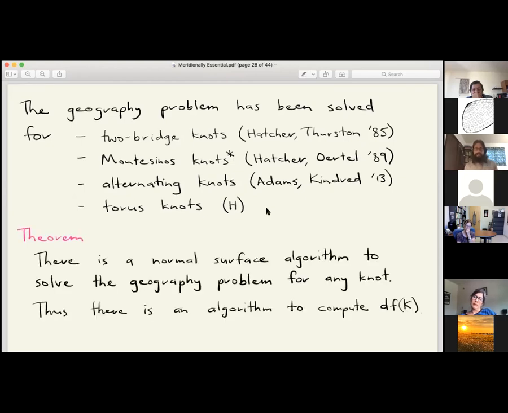But then what's newer or more recent is that I actually have a theorem now that there's a normal surface algorithm that can solve this geography problem for any knot. So given any knot, we can just compute this space, all possible points that can be realized, and we would understand all the ones that cannot. And hence there's also an algorithm to compute this defect.